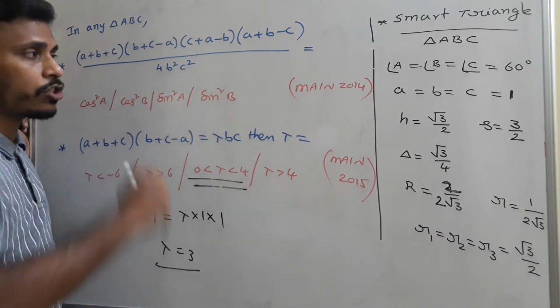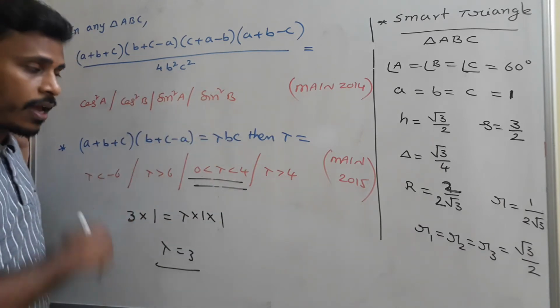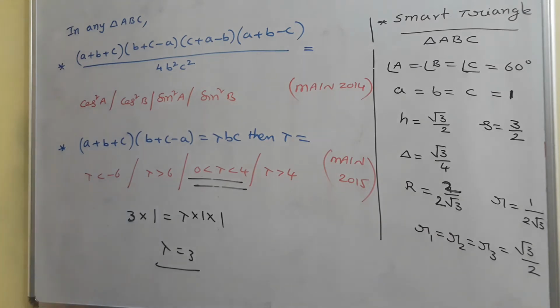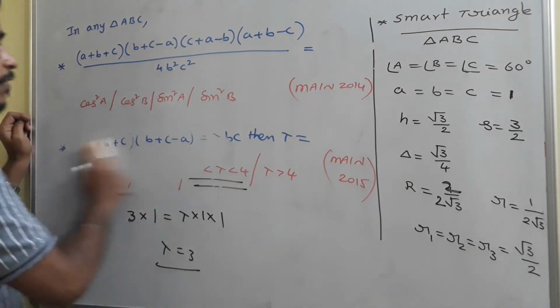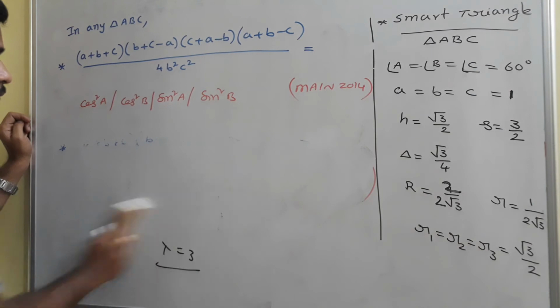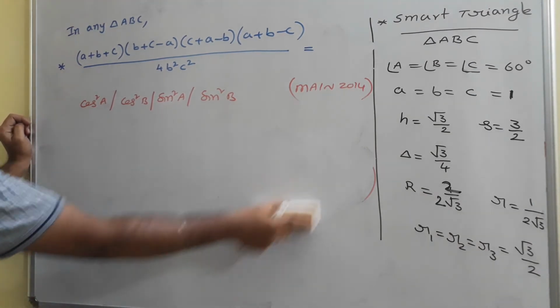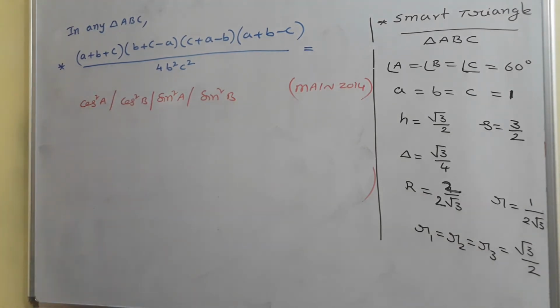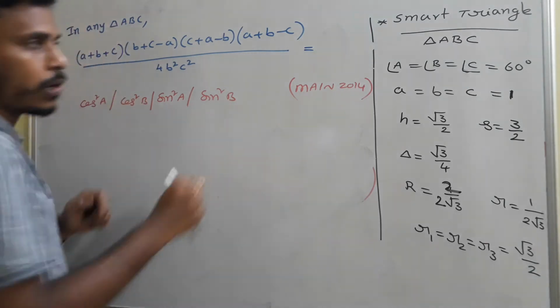Okay. And I have another question which was asked in Mains 2014. I am erasing this for space and I am going to discuss that particular problem. Just have a look. Again, you need to solve this just by applying the values of the smart triangle.